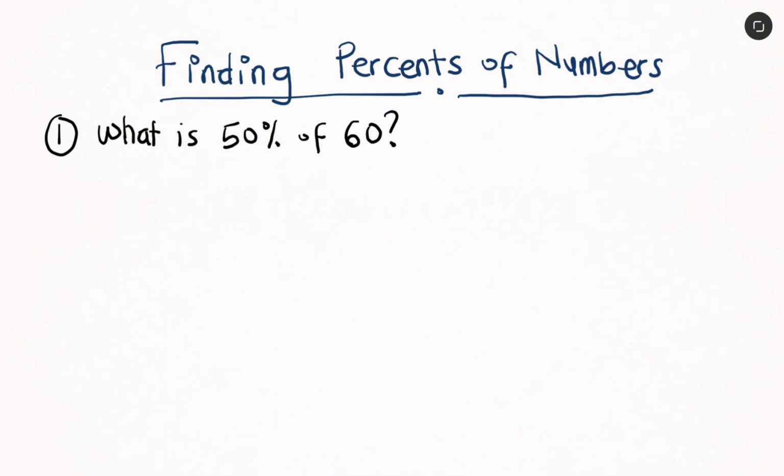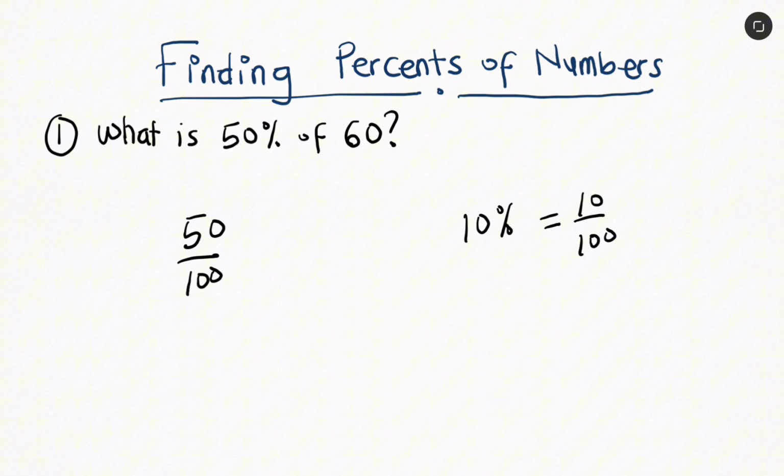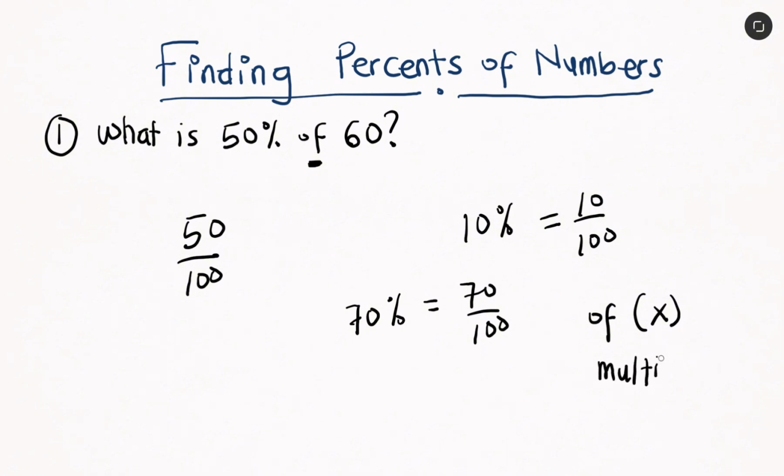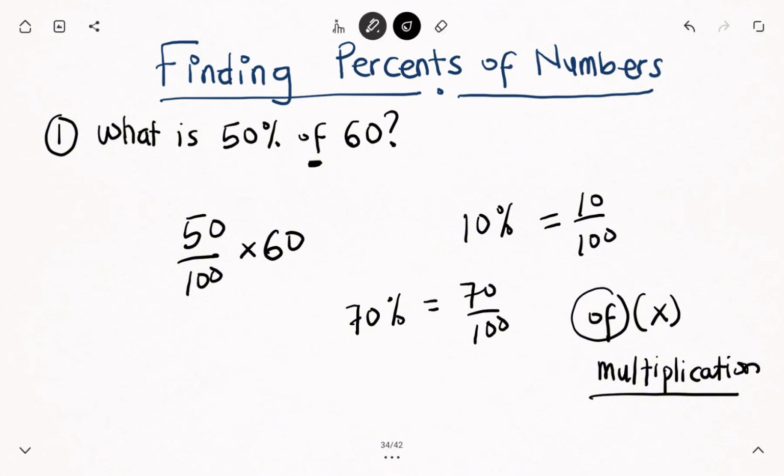So percent means over 100. So 50% here means 50 over 100. So if I have 10%, it means this is equal to 10 over 100. If it is 70%, this implies we have 70 over 100. So that is what it means. Now the word of in mathematics means multiplication. That is what of means in mathematics. So having that in mind, it means that 50% of 60 means 50 over 100 multiplied by 60. That is the phrase that we are supposed to solve.